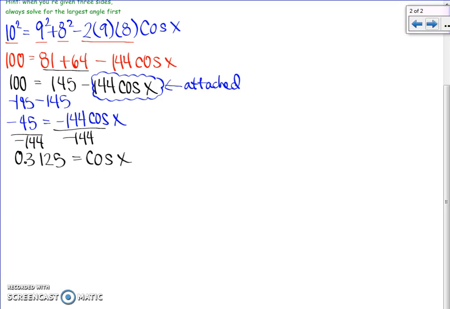Now when we're missing the angle, what button do we use on the calculator? Yeah, the cosine negative 1. So we just do cosine negative 1 of this number right here, and we should get our answer. What's the angle measure? 71.79.